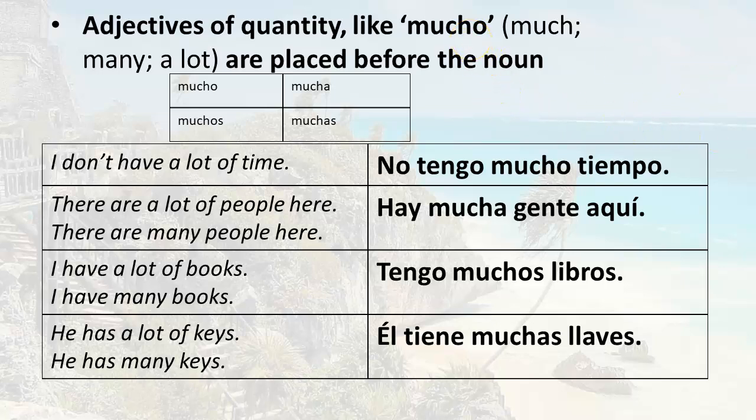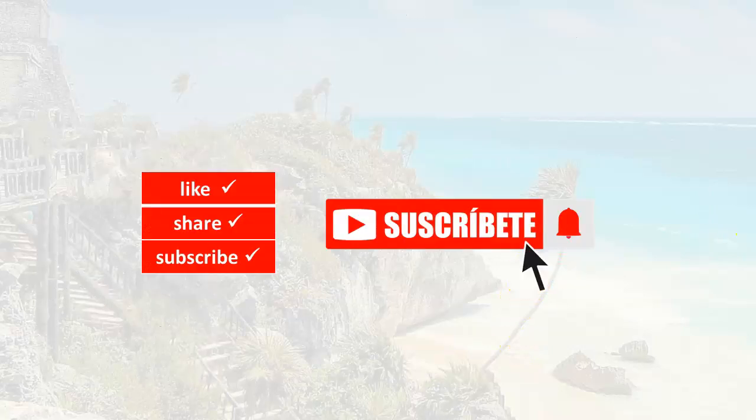So remember, the moral of the story, the grammatical story is, adjectives of quantity like mucho are placed before the noun. So we have mucho tiempo, not tiempo mucho. We have mucha gente, not gente mucha. We have muchos libros, not libros muchos. And we have muchas llaves, not llaves muchas. Place the adjective of quantity before the noun, and that's it.